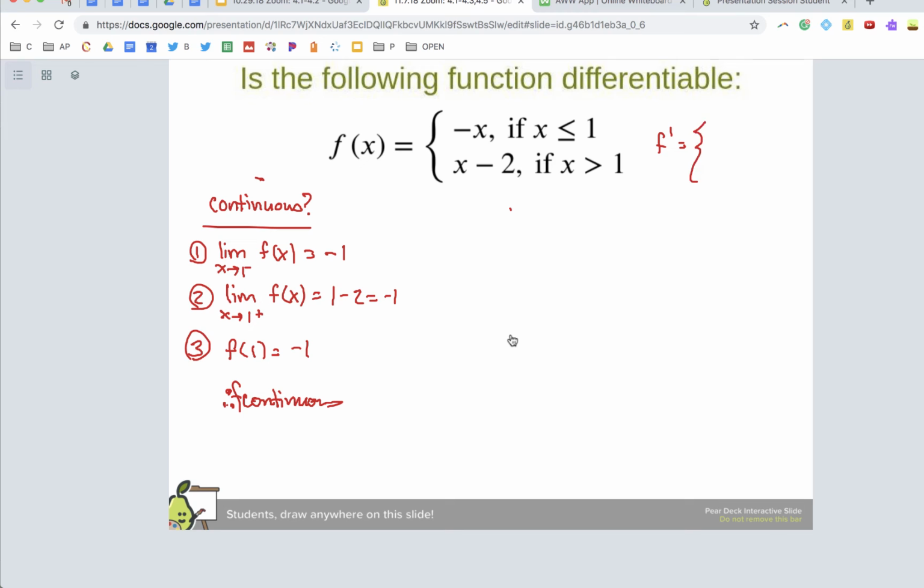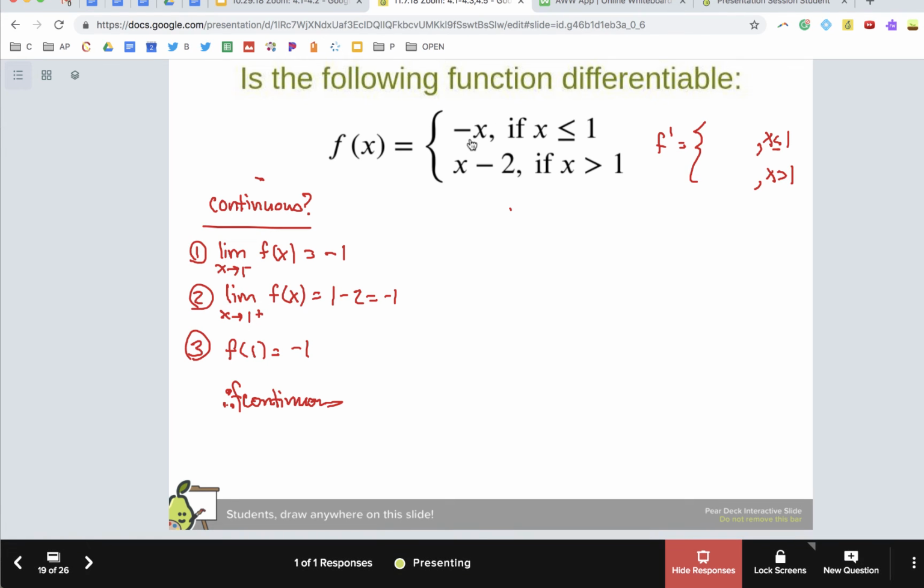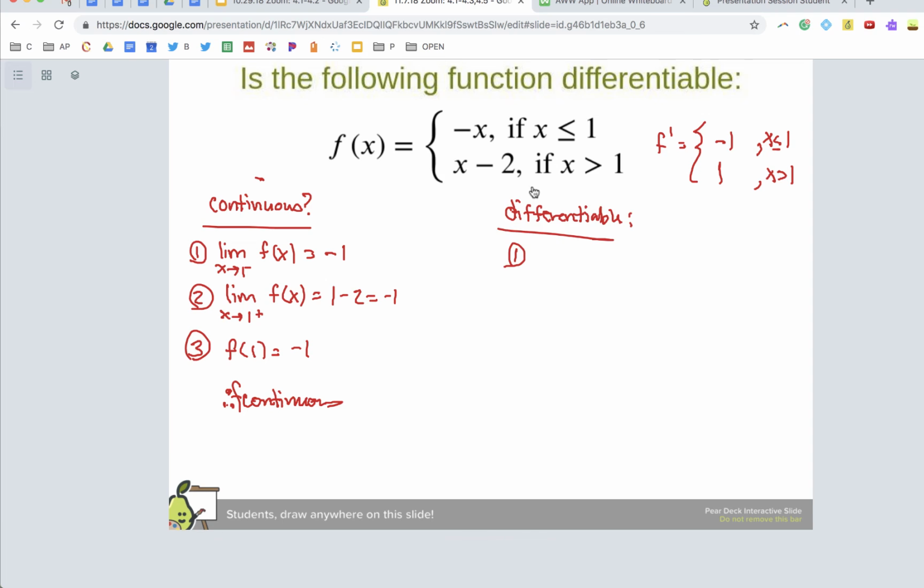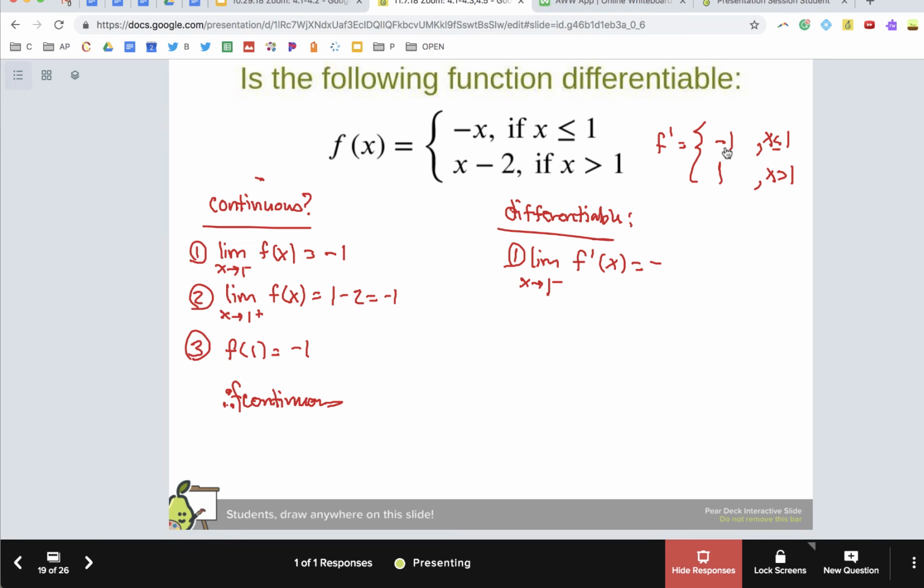Now, to find differentiability, let's first find the derivative. We need a piecewise function for this. Find the derivative of each part. The derivative of -x is just -1. The derivative of x minus 2 is 1. So is it differentiable? I hope you can see no, it's not, because the limit as x approaches 1 from the left of f prime of x is -1, but from the right the derivative is +1. Therefore, f is not differentiable.